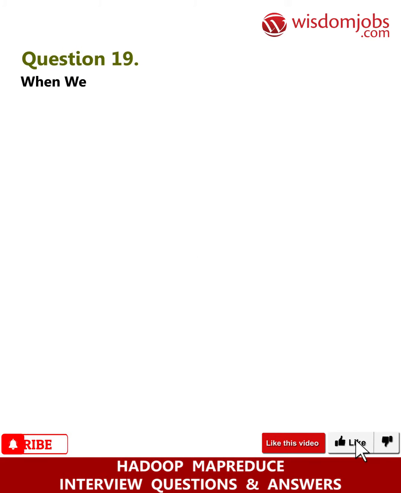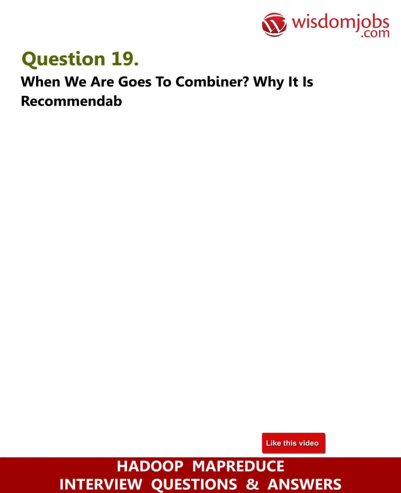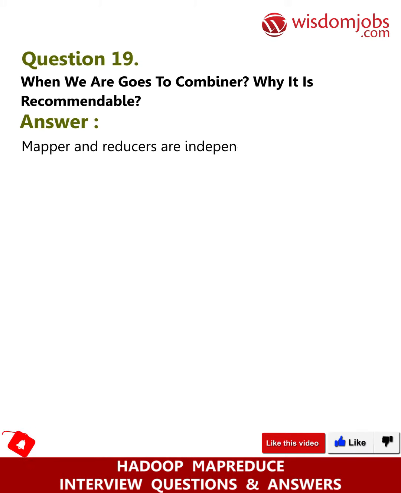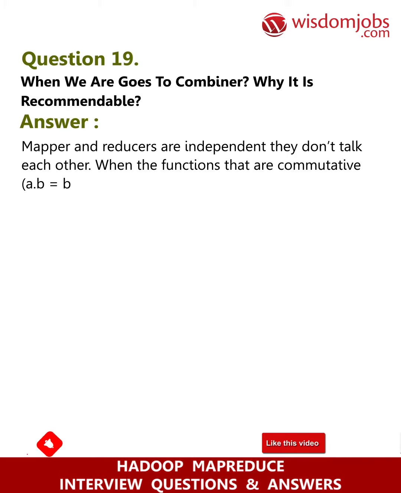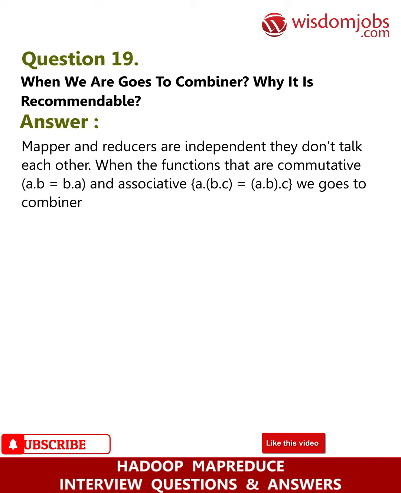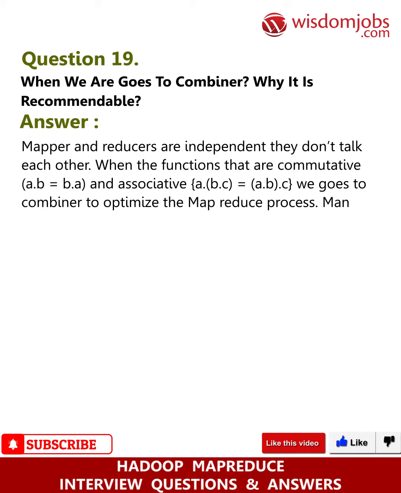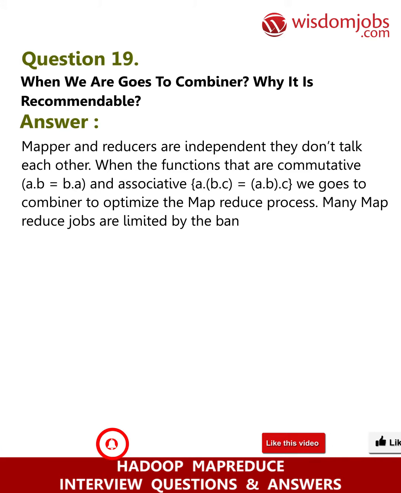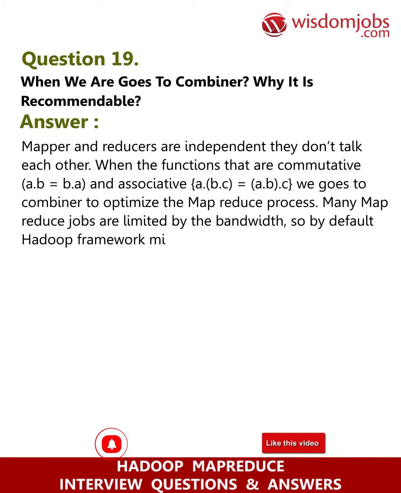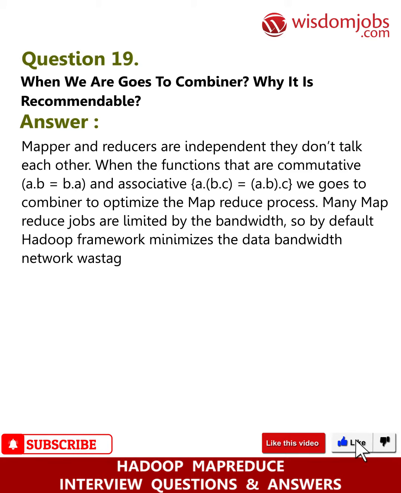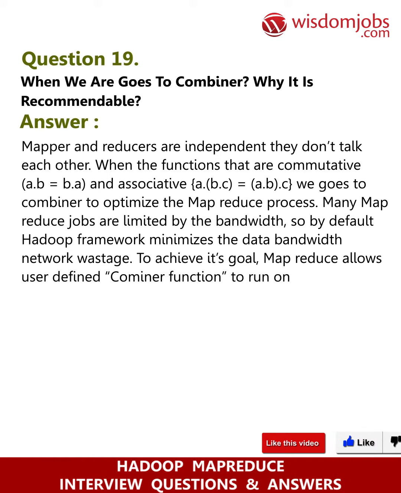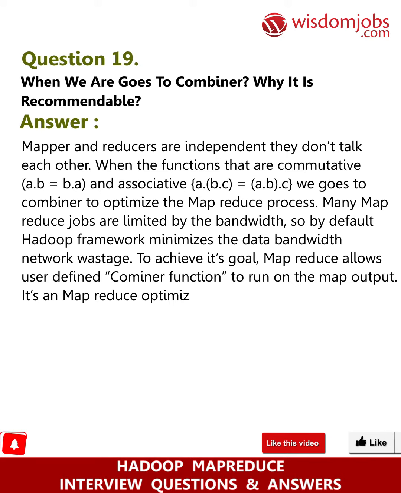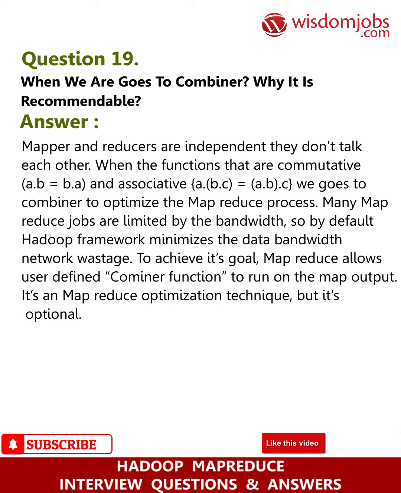Question 19. When do we go to a combiner, and why is it recommended? Answer. Mappers and reducers are independent; they don't talk to each other. When the functions are commutative, AB equals BA, and associative, A(BC) equals (AB)C, we go to a combiner to optimize the MapReduce process. Many MapReduce jobs are limited by bandwidth, so by default the Hadoop framework minimizes network data wastage. To achieve this, MapReduce allows a user-defined combiner function to run on the map output. It's a MapReduce optimization technique, but it's optional.